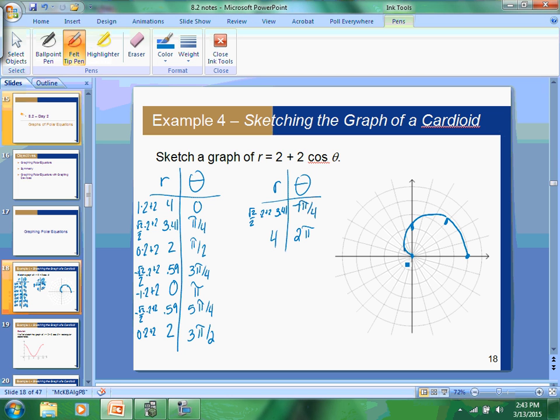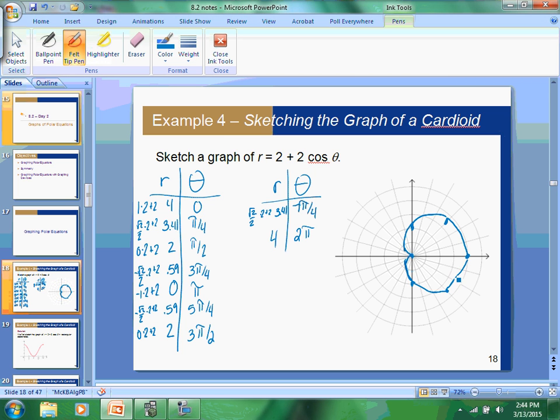5 pi over 4 is over here, and I need another segment that is 0.59. At 3 pi over 2, I need a segment that's 2 units long. At 7 pi over 4, I need one that's 1, 2, 3 and a little bit. And then at 2 pi, I come back to the 4. Now when I connect these, you want to connect them with curves because they are supposed to be curved.